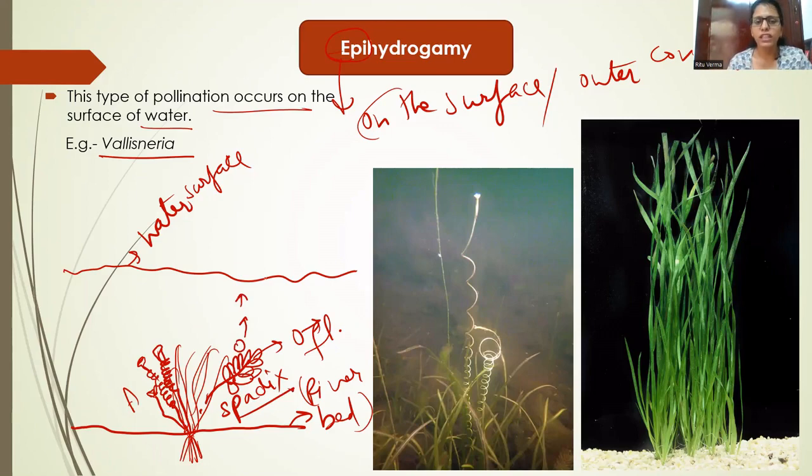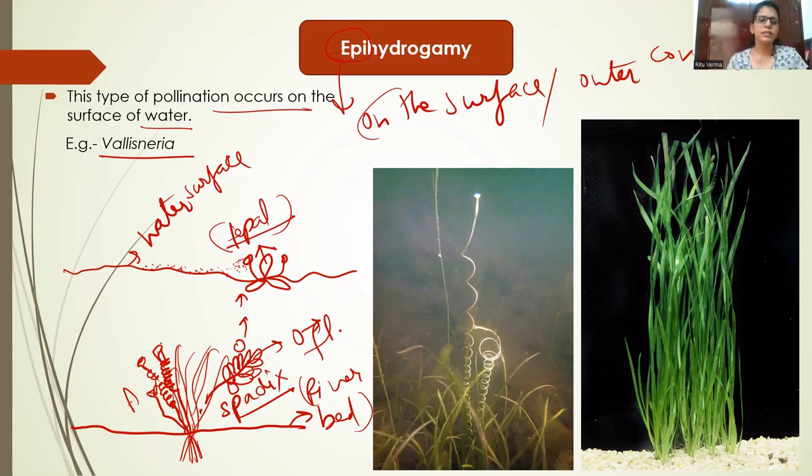Now this male flower has three tepals. Two tepals of this male flower are present under the water or on the surface of water, and one tepal of this flower is up. This particular tepal helps in the floating of this male flower on the surface of water. This male flower also has stamens, and the anthers undergo the process of dehiscence and release pollen grains. Now these pollen grains float on the surface of water.